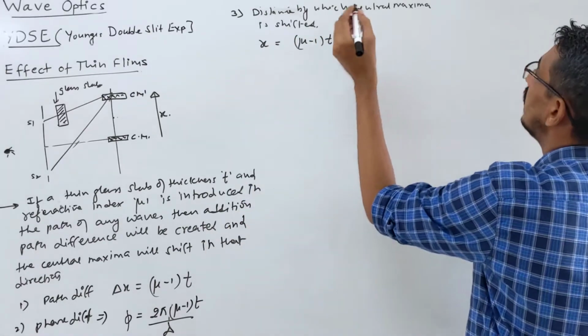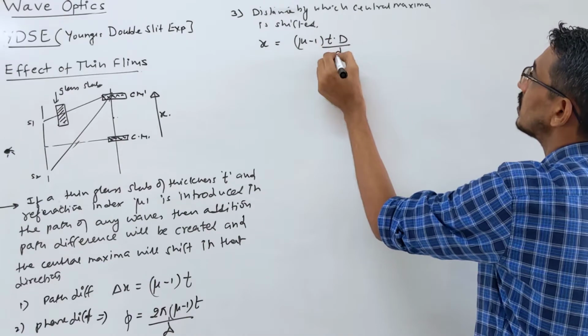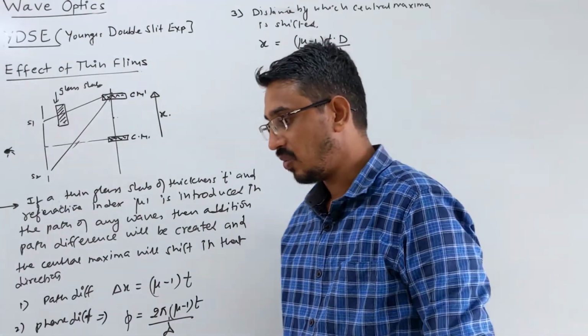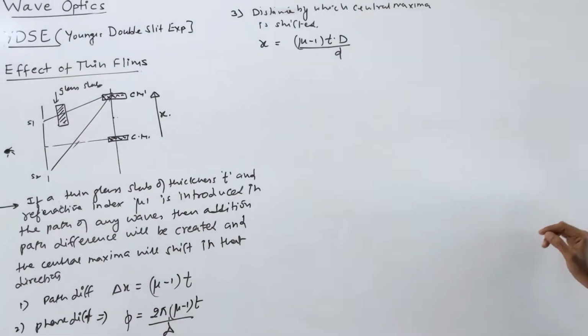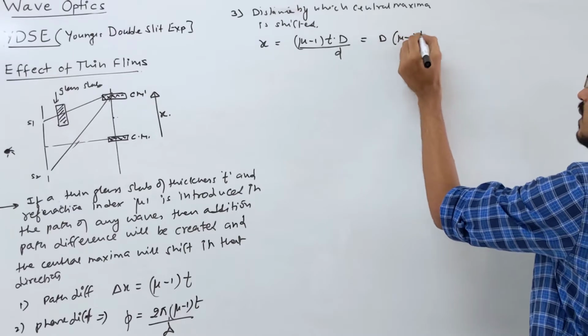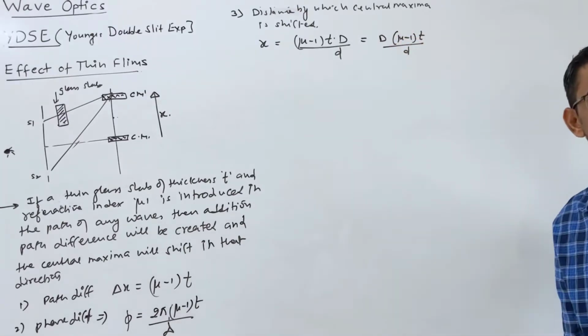That's your path difference into capital D by what? Small d. This is the additional path difference, the amount by which your fringes are shifting. Generally write it this way: d in front, then (mu minus 1) into t, by D. Same thing only.